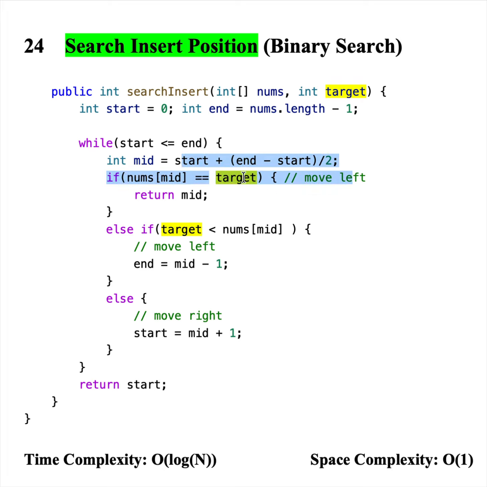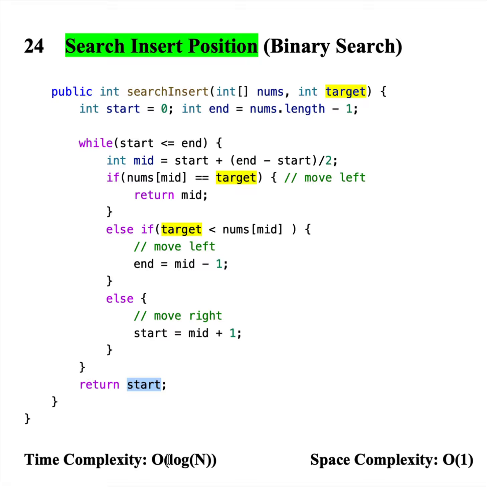When the mid is equal to the target, we return the mid index. Otherwise, if the target is smaller, look into the left side and update the end. Otherwise, look up on the right side and update the start. At the end, the start index would be the index of the target element.